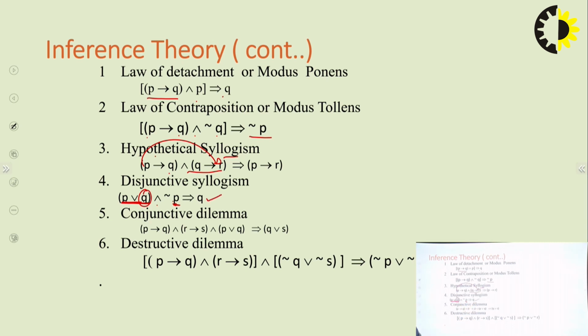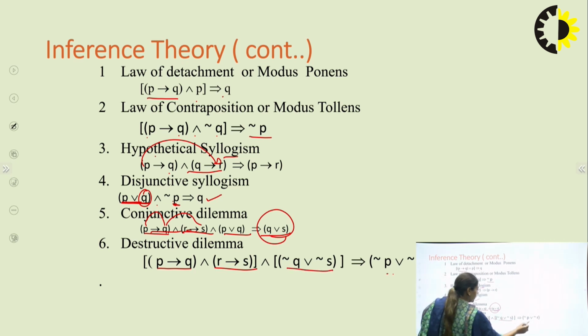If P implies Q is true and R implies S is also true, and P or R, then Q or S, right? If these 3 terms are true, then Q or S will also be true. Destructive dilemma: P implies Q, R implies S, negation of Q or negation of S, implies negation of P or negation of R. This is destructive dilemma.